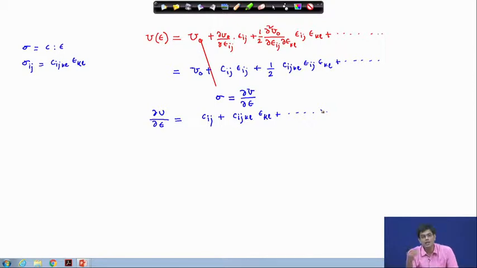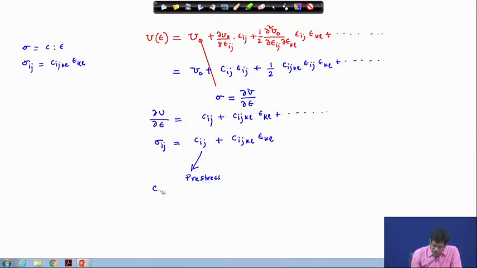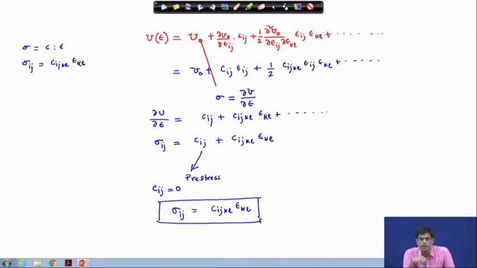Now, if I neglect the higher order terms, the terms after this, then this is essentially Hooke's law, that is sigma ij equals c ij plus c ij kl into epsilon kl. This c ij is essentially the pre-stress or predefined stress, which we may or may not consider. If the body does not have a pre-stress, then this quantity c ij becomes 0. If c ij is 0, then my constitutive equation is essentially sigma ij equals c ij kl epsilon kl. So, this is my original Hooke's law that I have derived from the Taylor series expansion of the strain energy.